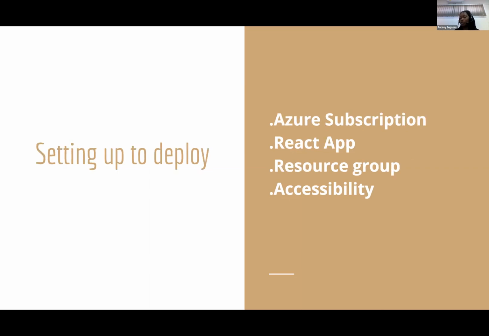So, setting up to deploy. What do we need? We need an Azure subscription. We need an app, of course, because this is what we're going to deploy. And we need a resource group, which is a logical container that regroups related resources in the cloud. And then you need to access all this together.